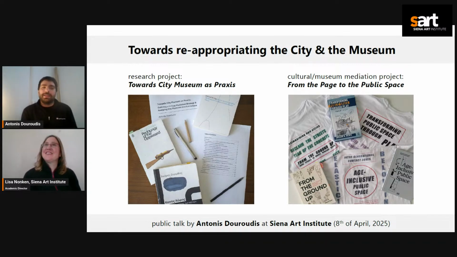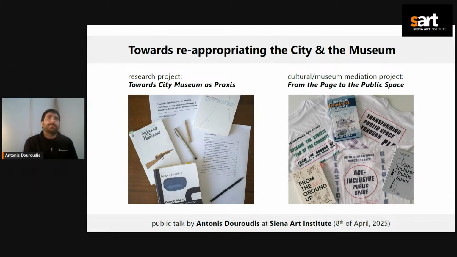As Lisa mentioned, the talk today has the title Towards Reappropriating the City and the Museum, which is a concept that I have been working through in some projects for at least the last year. Today I will present two of these projects that were developed this year. The first one is a research project, in the wider theme of Towards City Museum as Praxis. The second one is a cultural mediation project, maybe a curatorial one, we could say, entitled From the Page to the Public Space.